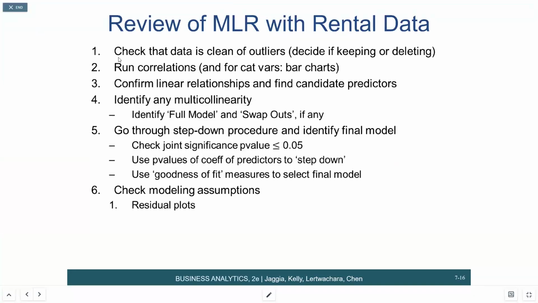So there's the first 3 steps here. Check the data if it's clean of outliers, or decide if you're keeping or deleting, run correlations, and confirm linear relationship and find candidate predictors. So those first 3 steps are sort of all done at once, or you could think of it as going around in a circle. Okay, so we're going to decide what we're going to do after we get a little more information. So we're going to be working on 1, 2, and 3 right now. And then we'll decide what we think we should do.